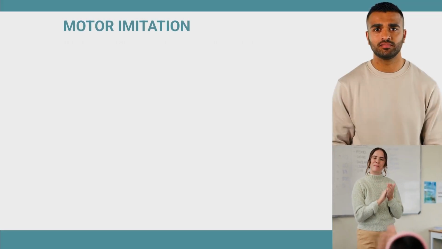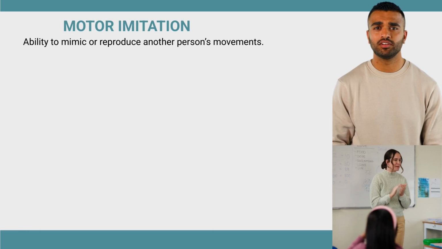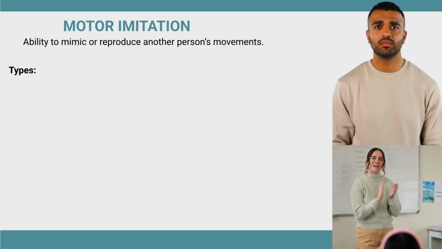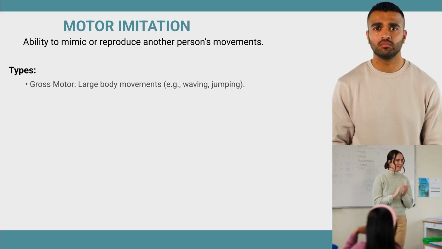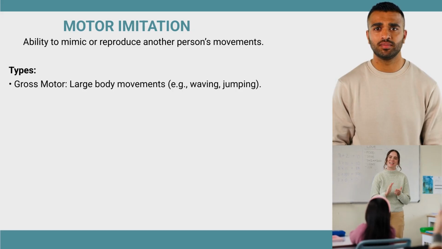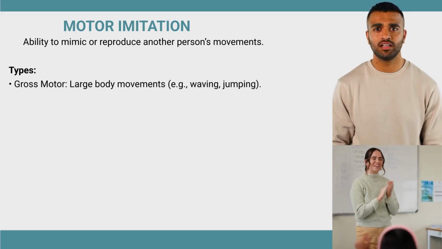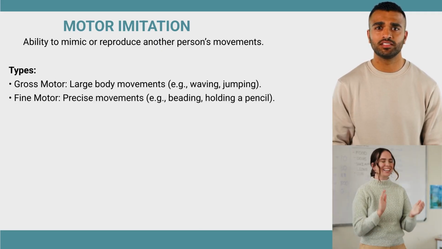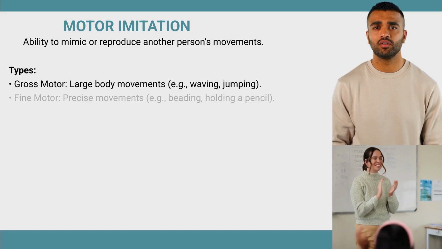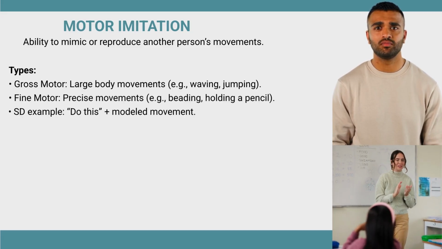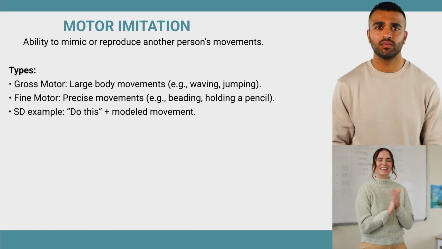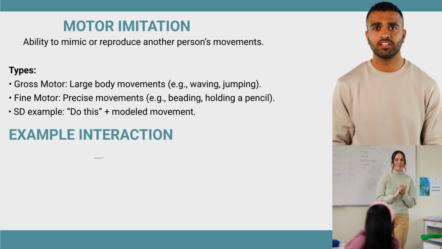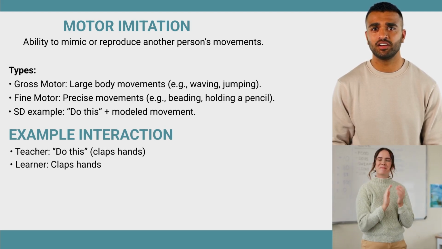Next is motor imitation. It's an individual's ability to mimic and reproduce the movements of another individual. There are two types of motor imitation: gross motor imitation and fine motor imitation. Gross motor imitation is an individual's ability to imitate large motions such as full body movements, waving your arm, and even jumping. Fine motor imitation focuses on more precise movements, such as playing an instrument, writing, or holding a pencil. Your SD for this verbal operant will always be "do this," followed by you showing the motor movement you want the learner to engage in. Example interaction: teacher says, "Do this," followed by clapping their hands, then learner claps their hands.